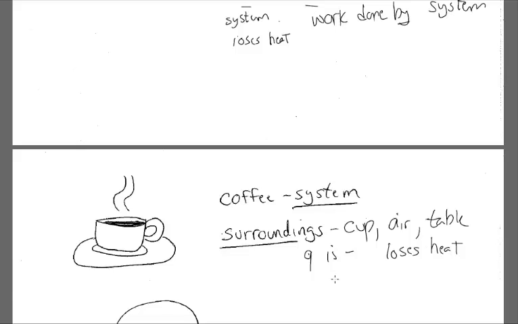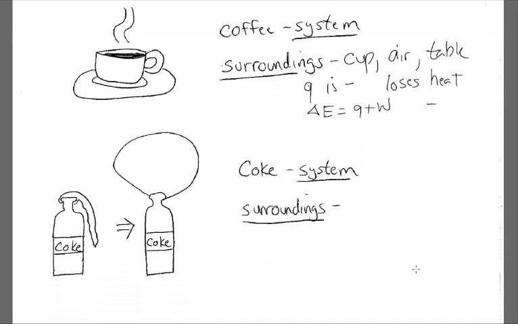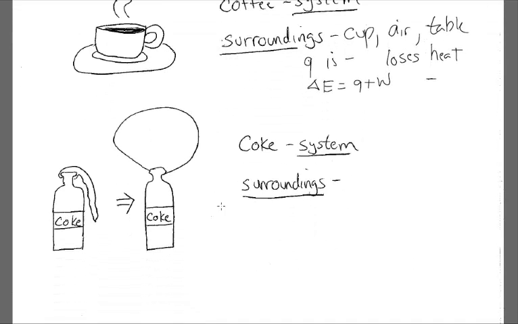So during this process, delta E, which equals Q plus W, and we're only concerned about Q at this point, since Q loses heat, delta E is also negative. So the change in energy is negative, and energy goes down for that system. Let's look at a different example of a system.